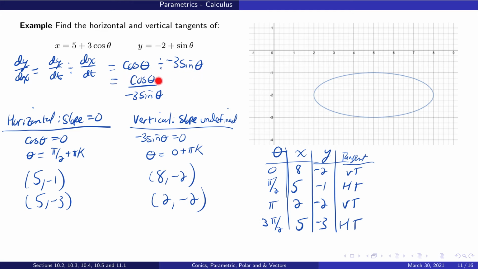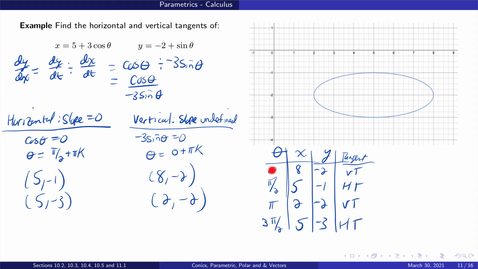So setting up a fraction, a horizontal tangent is when the slope equals 0, so the numerator must equal 0. Cosine theta equals 0 at pi over 2 plus pi k. And then the slope is undefined when the denominator equals 0, and that's true when theta equals 0 plus pi k. So I can get the coordinates of the location for the horizontal and vertical tangents by plugging in pi over 2 and 0 and their increments in this table over here.